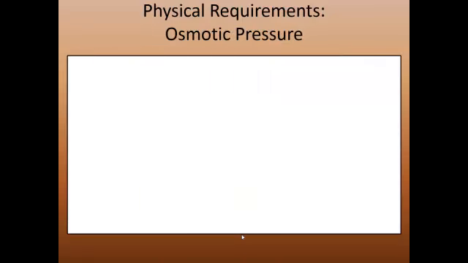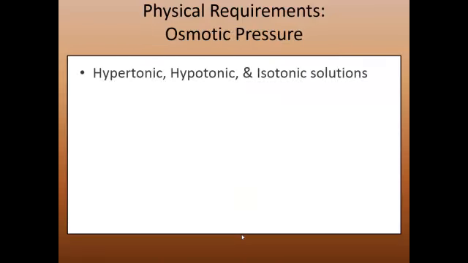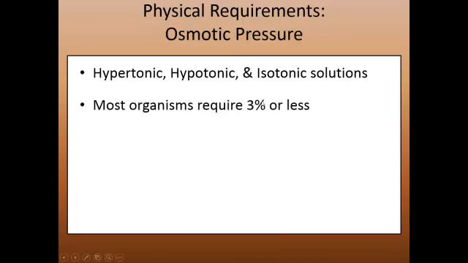Let's talk about osmotic pressure. So remember, when we're talking about osmotic pressure, we are talking about hypertonic, hypotonic, and isotonic solutions. Make sure you review these so that you know what the terms mean. Most organisms require that they grow in a 3% salt or sugar solution to be happy, to grow at optimum growth levels. So remember, osmotic pressure can come from ions or from large hydrophilic molecules that can't easily pass a semi-permeable membrane.